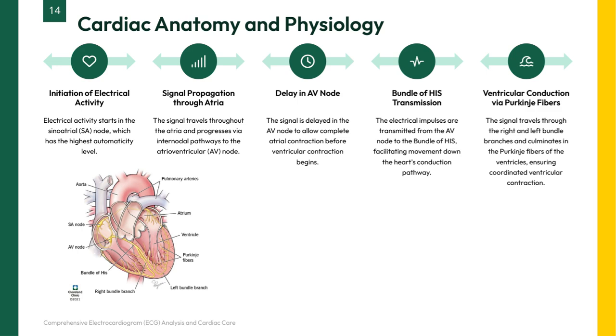Finally, the signal reaches the right and left bundle branches and is distributed through the Purkinje fibers. This last step guarantees that the ventricles contract in a coordinated and efficient way, pumping blood out to the lungs and the rest of the body.